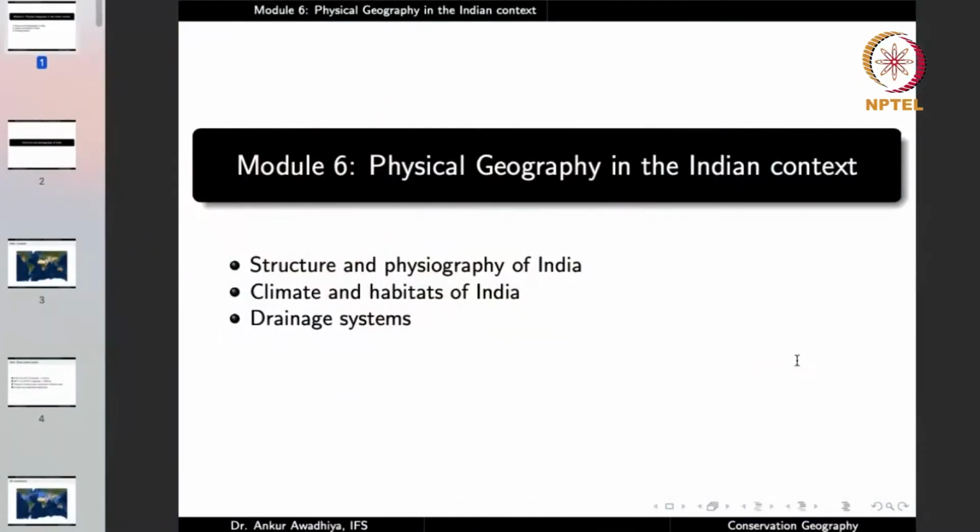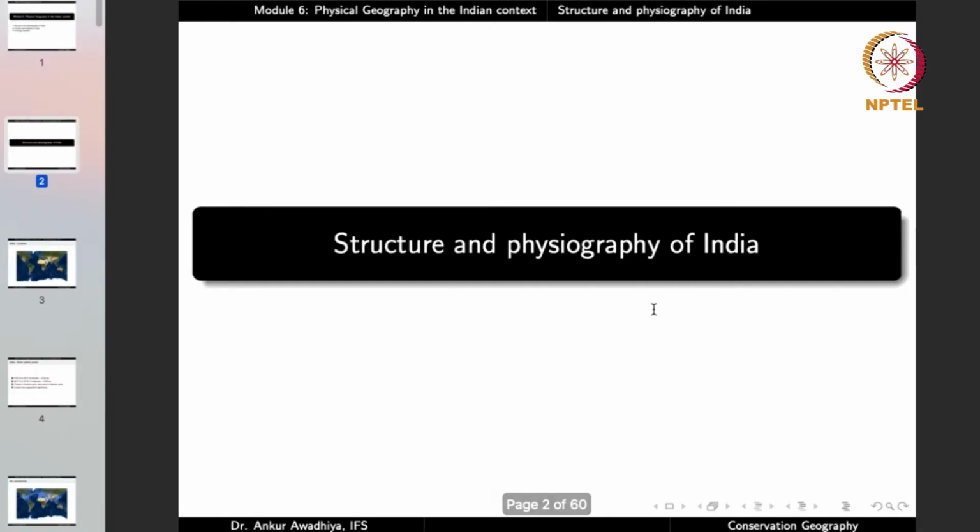Namaste. Today we begin a new module, which is physical geography in the Indian context. In this module, we will have a look at the concepts of physical geography that we have studied so far as they apply to our country. This module will have three lectures: the structure and physiography of India, the climate and habitats of India, and the drainage systems. Let us begin with the structure and physiography of India.